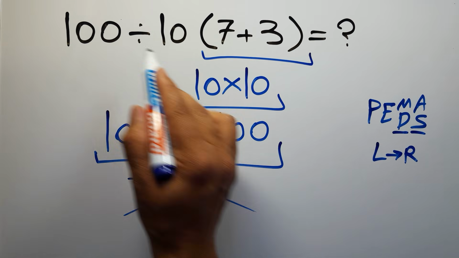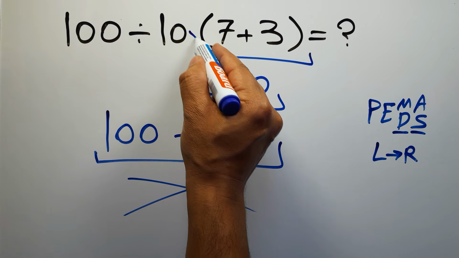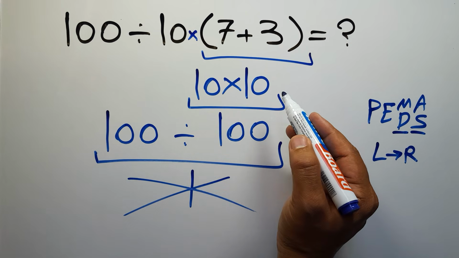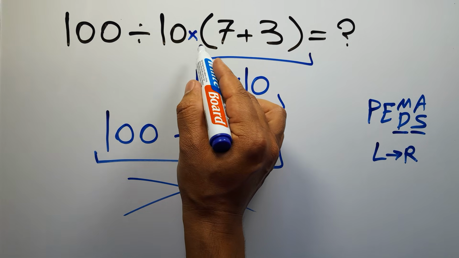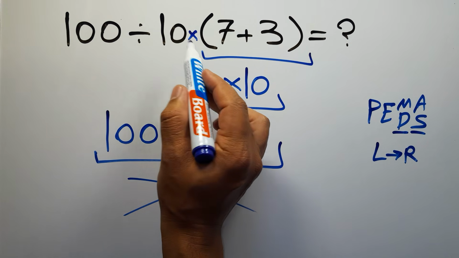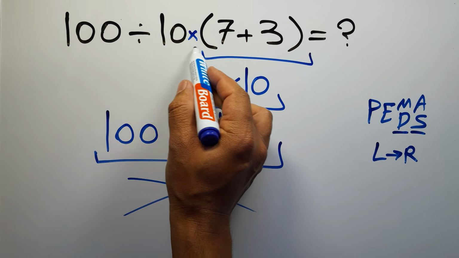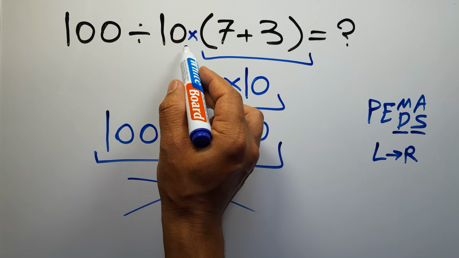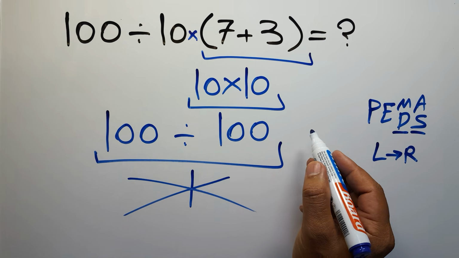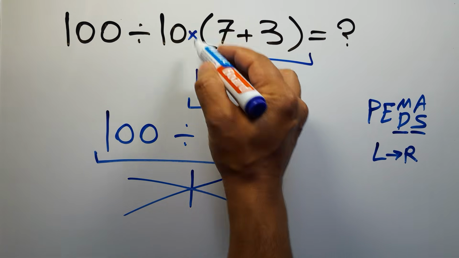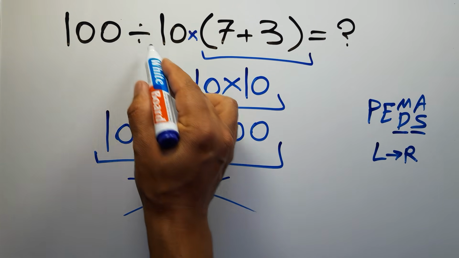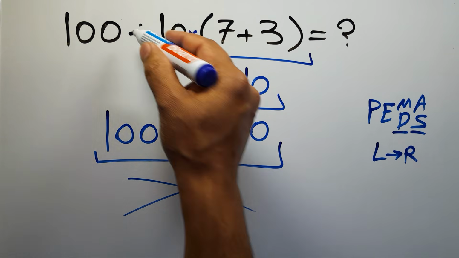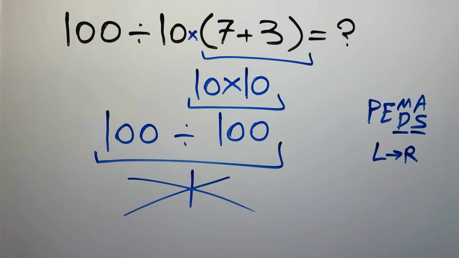In this expression we have one division, one multiplication, and one parentheses. Inside this parentheses we have one addition. Here we have a multiplication because in mathematics when a number is placed next to parentheses it means multiplication, and we usually don't write the multiplication sign for brevity. Okay, so according to PEMDAS, first we have to do this parentheses, then this division, and finally this multiplication. If we do this multiplication before this division, it is wrong.